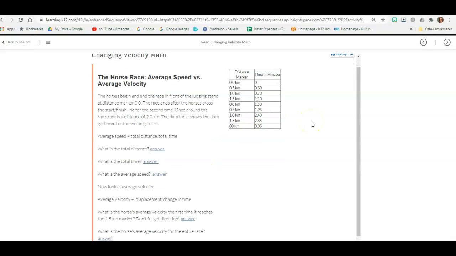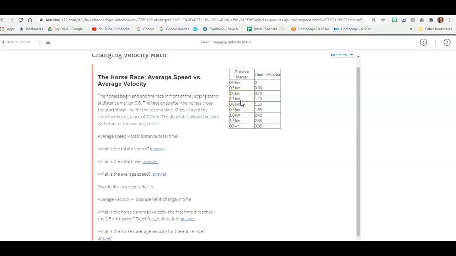We're looking at the average velocity, and that's going to be where we plug in displacement. And what is the horse's average velocity from the first time it reaches the 1.5 kilometer marker? And don't forget the direction. So if you look up here at the chart, the 1.5 is going to be the distance it travels before it starts coming back around to that 0 point at the finish line. So that's why it's asking for that 1.5 number.